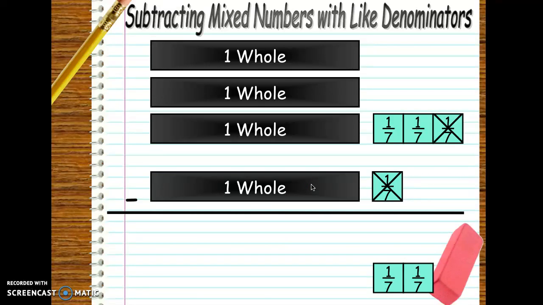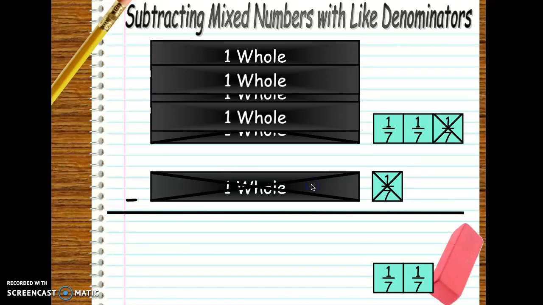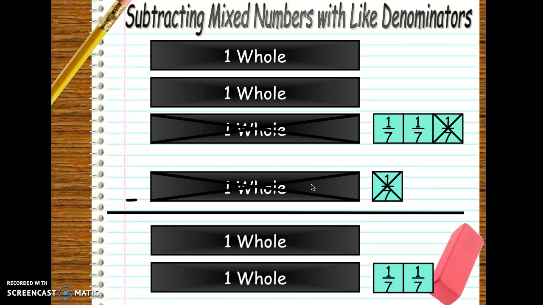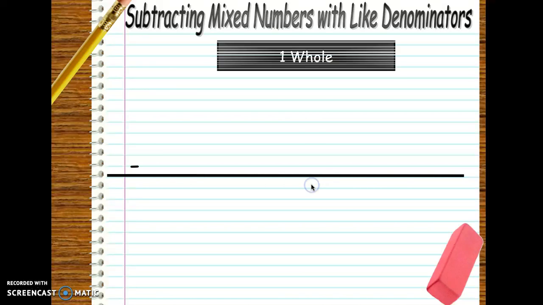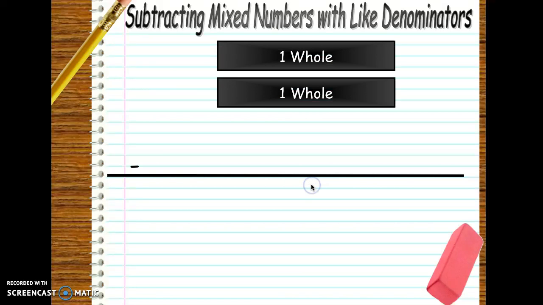So now that we have subtracted the fraction, we're going to move on over to the whole numbers, and we're going to do the exact same thing. Subtract the same number of wholes from the bottom whole number from the top mixed numbers, which is 1 whole, and we're left with 2 wholes. So our final answer would have been 2 and 2/7. So let's go through these steps again with a different problem.